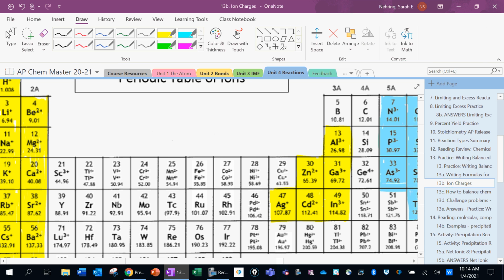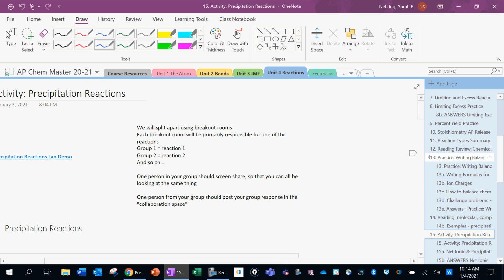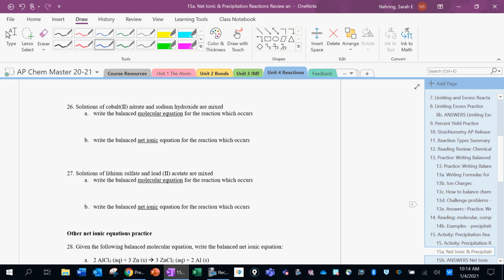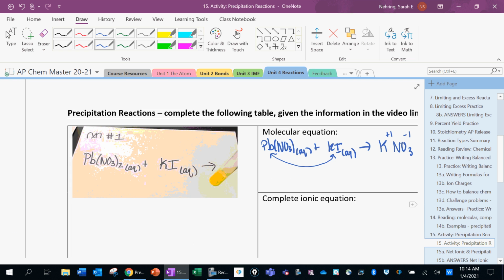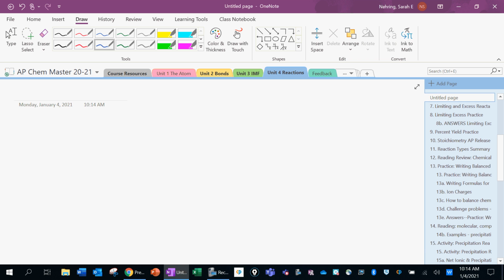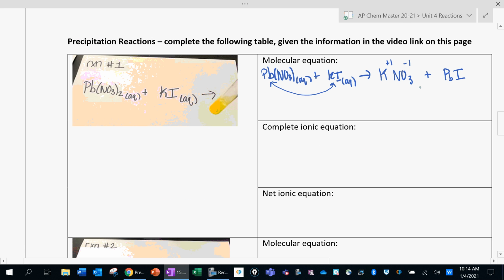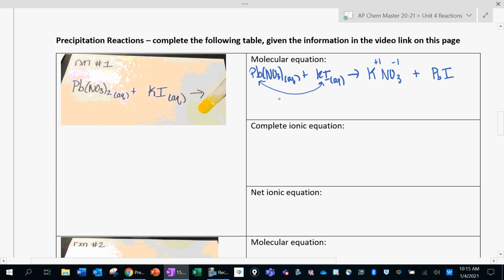And so no worries, we can figure out what the charge is based on the original compound that it is in. So over here on the left, notice that one lead is combined with 2 nitrates. And I know that each nitrate has a -1 charge. Therefore, I know these charges have to add up to 0. So my lead must have a charge of +2.